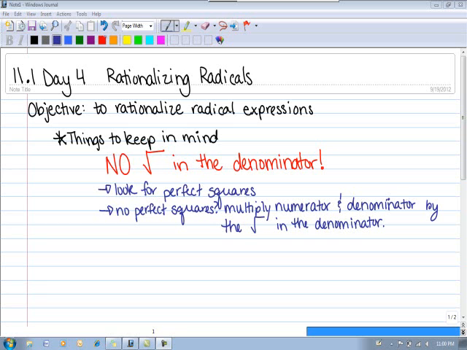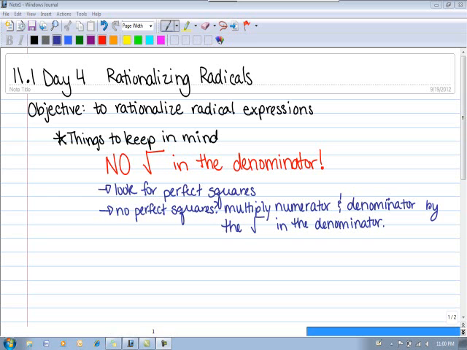First, we're going to look for perfect squares. If we have a perfect square, then we can just take the square root of it and there will be no radical left. Or if there's no perfect squares, then we're going to multiply the numerator and the denominator by the radical that's in the denominator.